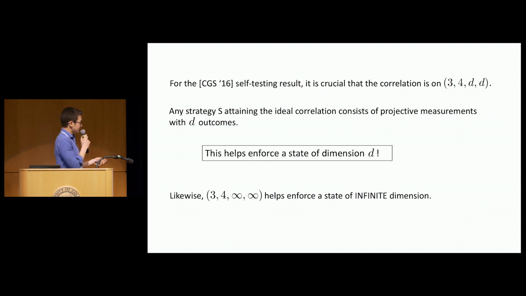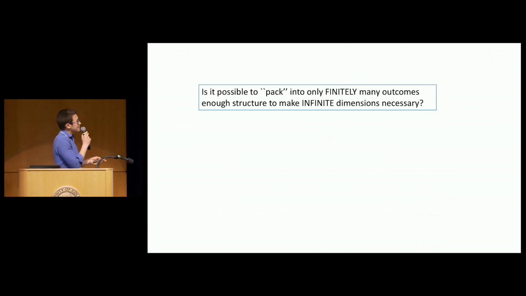Likewise, in the 3,4-infinity,infinity case, we know that the strategy attaining the ideal correlation must consist of projective measurements with infinitely many outcomes. And this helps a lot in enforcing an underlying state of infinite dimension. Now, when we go to everything finite, we have none of this help. So the real question is: is it possible to pack into just finitely many outcomes enough structure to make infinite dimensions necessary?